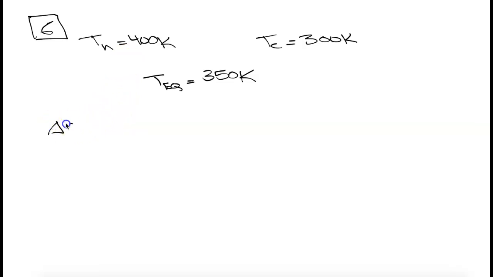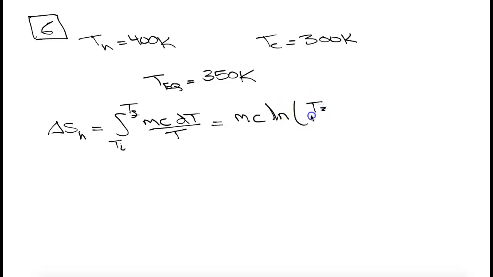And now if we look at the change of entropy of the hot piece of steel, we saw in the last example that if we have an object that's heated from some temperature T initial to some temperature T final, the change in entropy is given by this integral. And when we solved this integral, we found that it's the mass times the specific heat times the natural log of the ratio of the temperatures, T final over T initial.